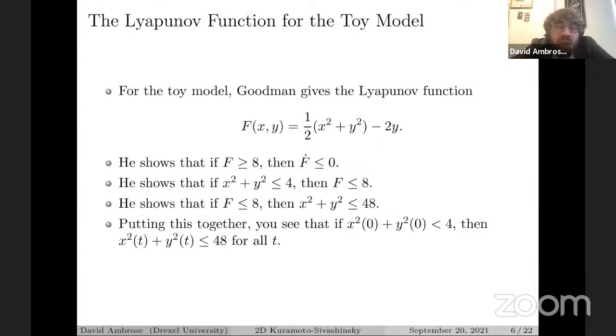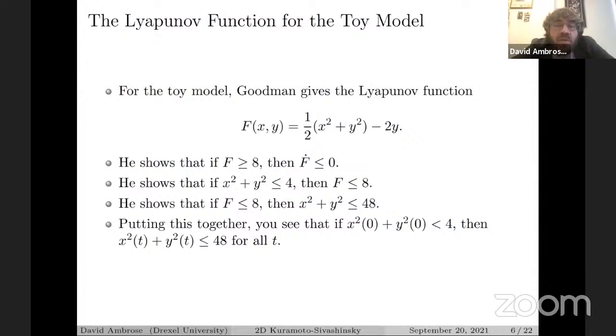naught squared plus y naught squared is less than or equal to 4, then f will always stay less than 8. Then he shows that if f is less than or equal to 8, then x squared plus y squared is always less than or equal to 48. And so if you put all that together, you see that if x0 squared plus y0 squared is less than 4, then x of t squared plus y of t squared is less than or equal to 48 for all t.